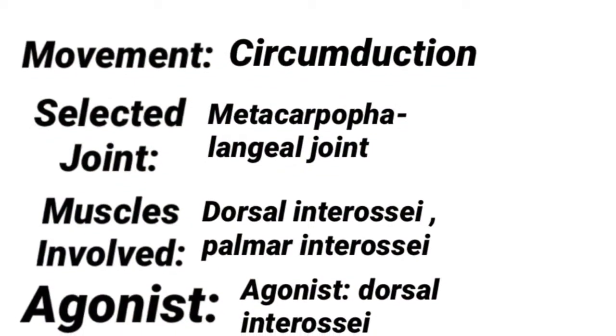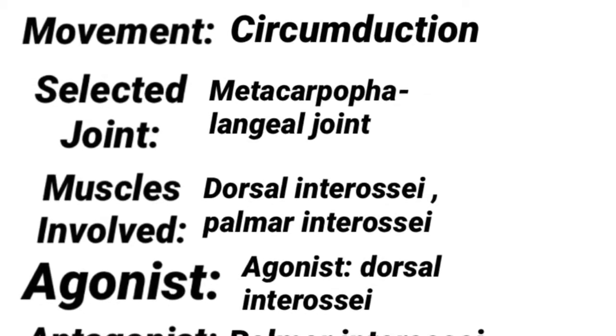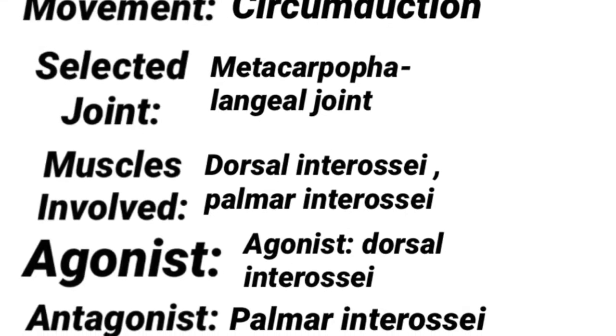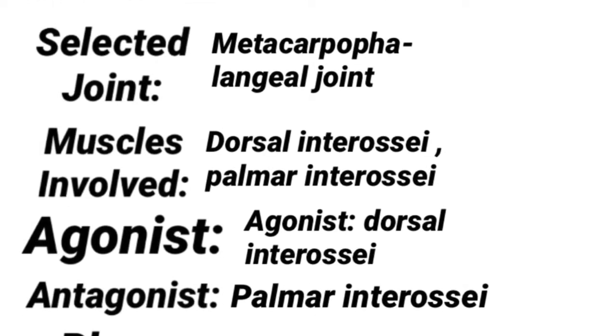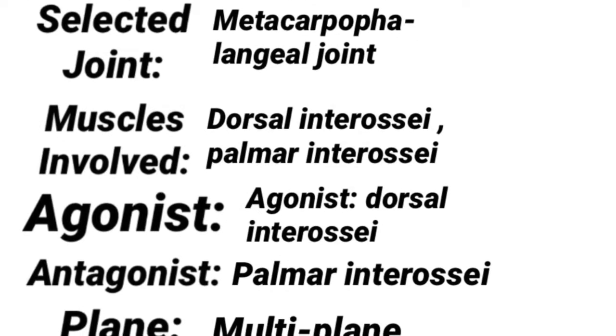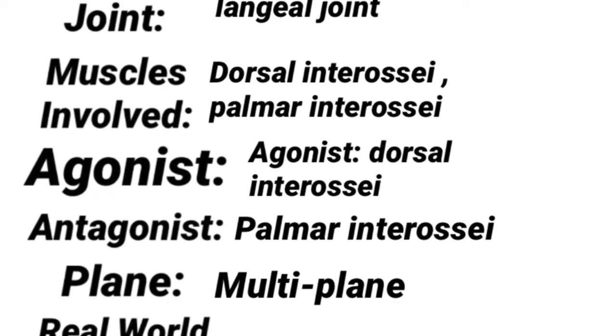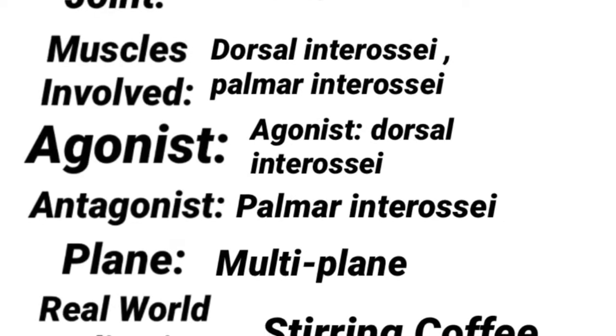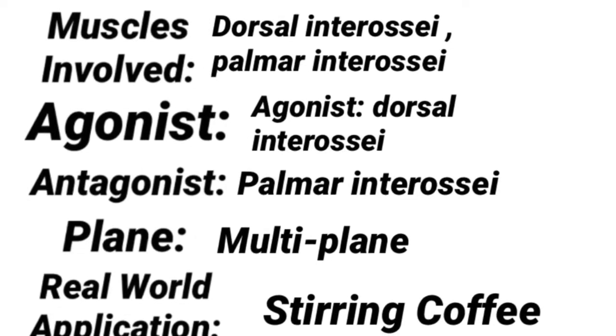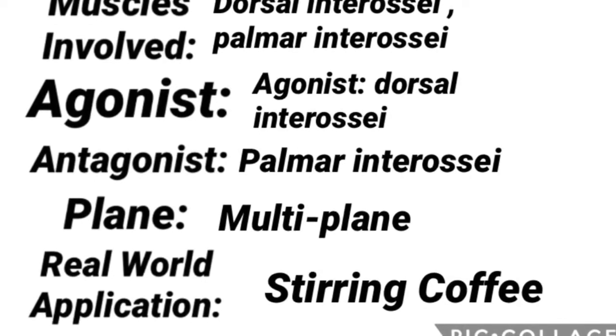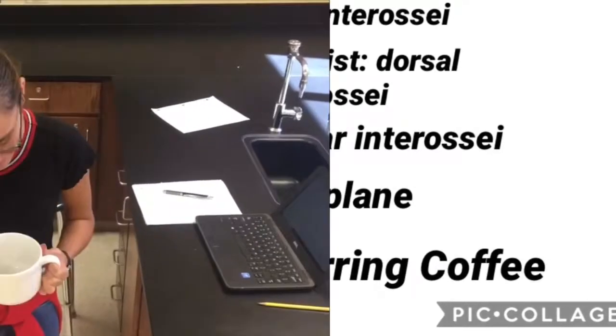Our seventh movement is circumduction. The selected joint is metacarpal phalangeal joint. The muscles involved are the dorsal interossi and the palmar interossi. The agonist is the dorsal interossi, and the antagonist is the palmar interossi. This movement takes place in multiple planes, and the real-world application is stirring coffee.